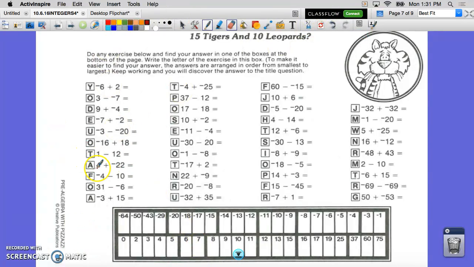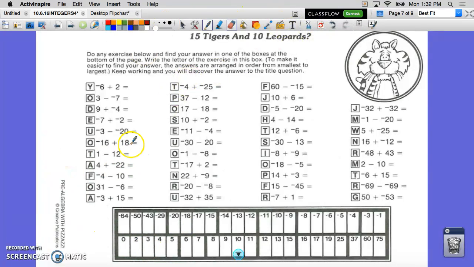Now, letter A, 4 plus negative 22. Again, positive plus negative. Subtract. So I have 22 minus 4. Okay. Which should be, borrow here if you need to. 4, 5, 6, 7, 8, 9, 10, 11, 12. That's 8. 18. Positive or negative 18? Negative, because of that 22. Negative 18 for A.